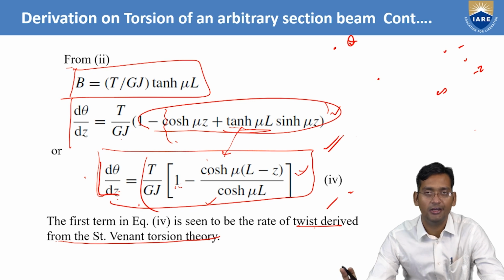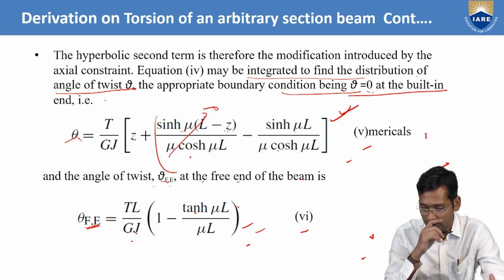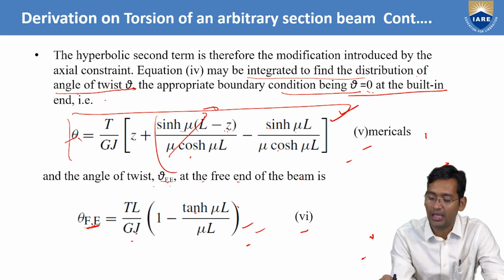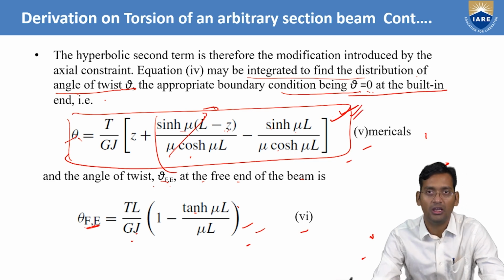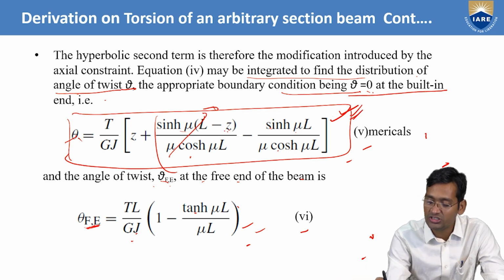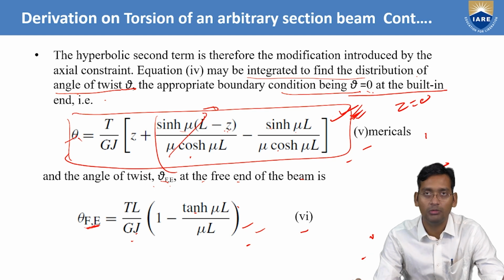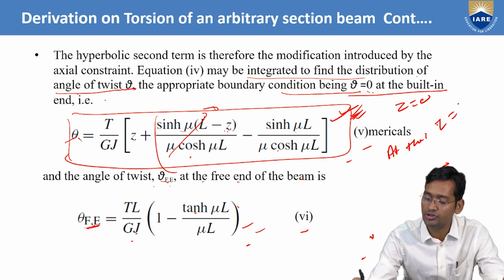So torsion and rate of twist, two things are over. Third is the angle of twist. For that, you just integrate it, and after integration this will be the angle of twist. This angle of twist at the built-in end is where z equals 0. Now, what about the free end? For finding it at the free end, put z equals L.